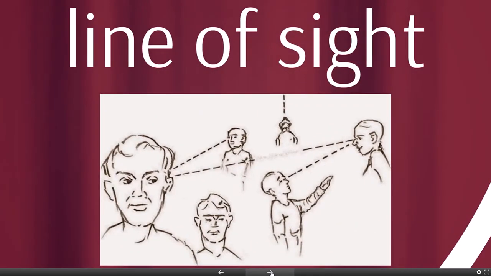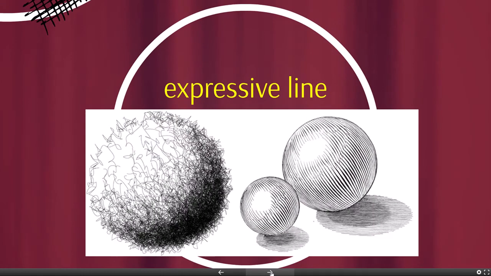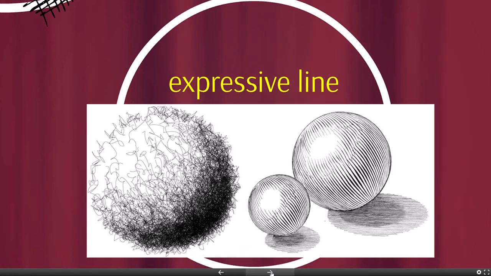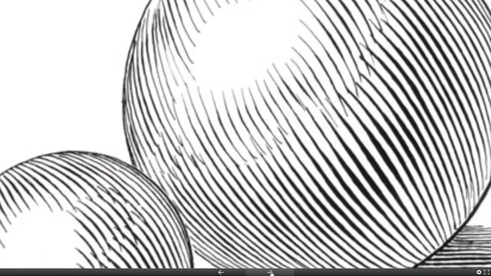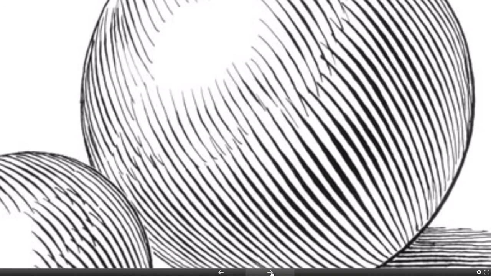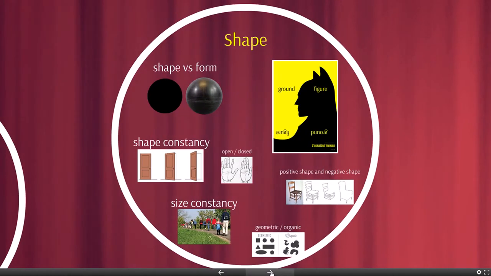Another type of implied line is the line of sight. That is very important in artwork. Our eye will follow the line of sight. Expressive lines express feelings. So this type of expressive line, this scribble, is different from this very controlled contour line that is thick on one end and thin on the other end. So those are my basic types of lines. Those are descriptive lines, implied lines, and expressive lines.